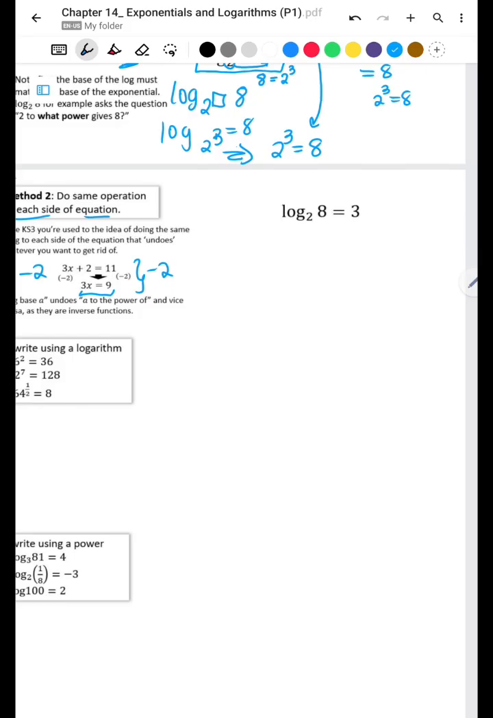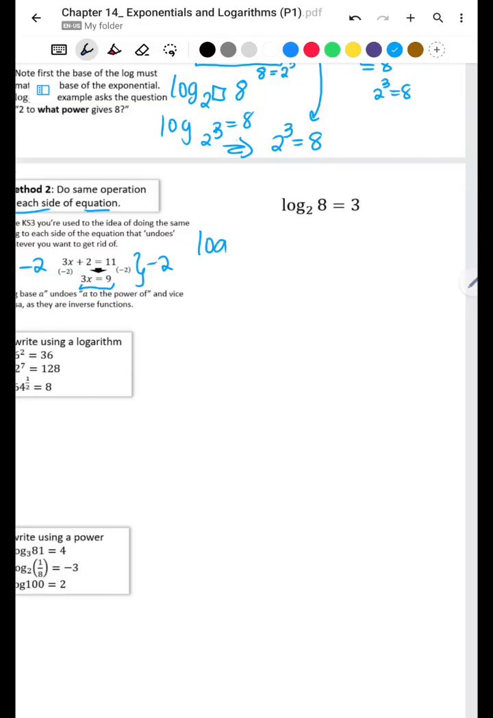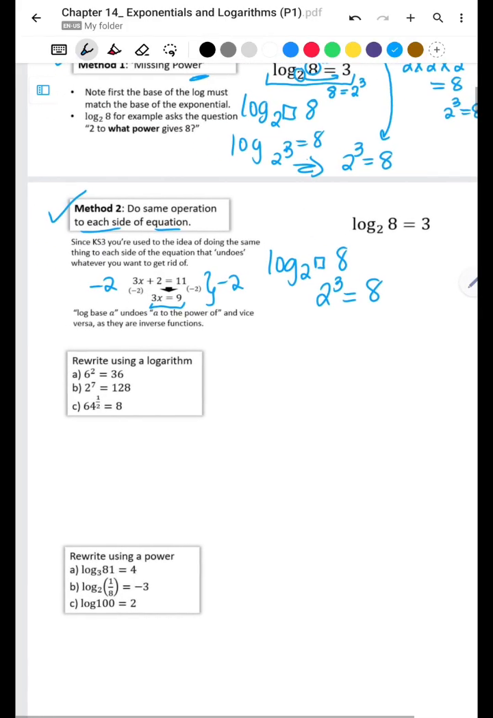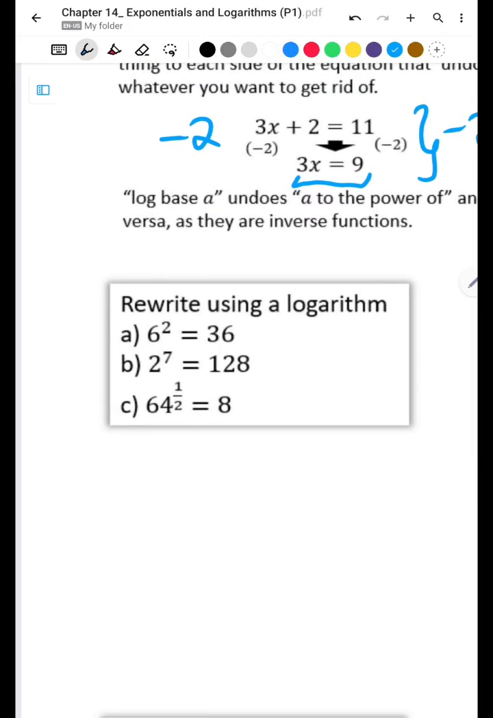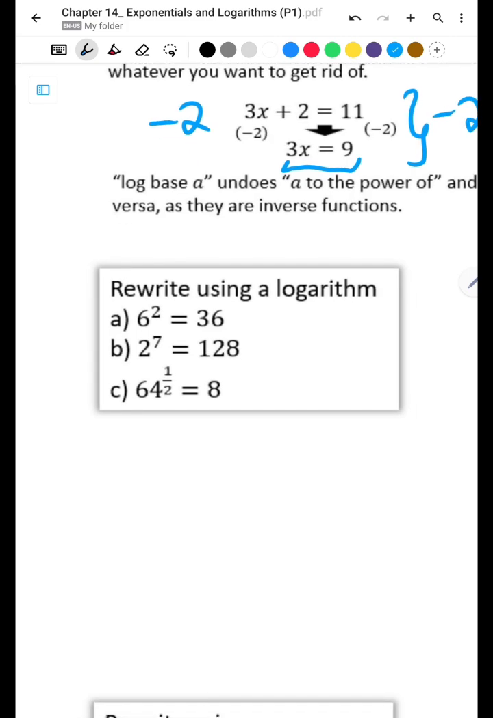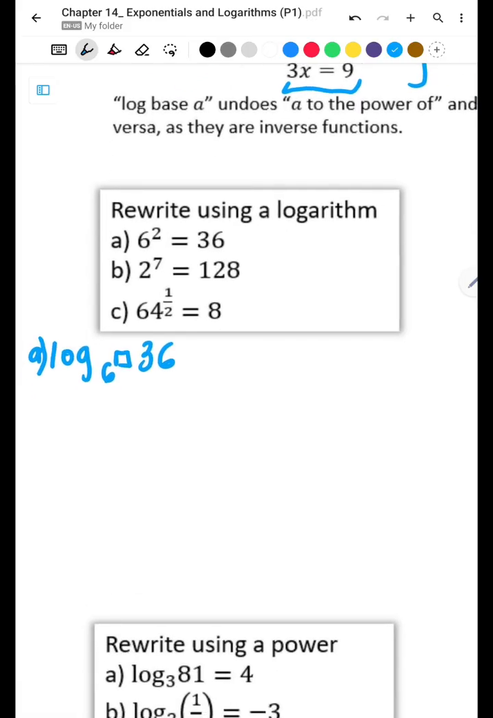Now, to do this, log of what power, very similar to the other one, would give us 8? The same thing as 2 cubed is equal to 8. So now we'll be rewriting this using logarithms. 6 squared is equal to 36. The first step to do here is to say log base 6: to what power will I get 36? So we know the power here is equal to 2.